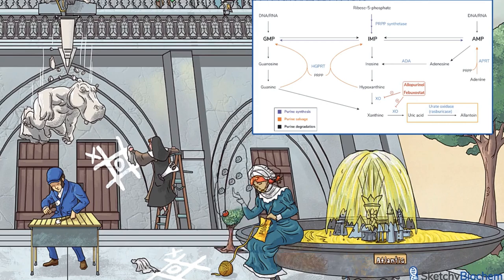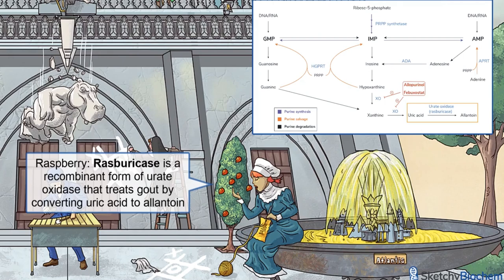Rasburicase is another gout drug. It's the recombinant form of urate oxidase. It also tastes delicious, just like this raspberry. Nah, just kidding, it doesn't. Rasburicase increases the conversion of uric acid to allantoin.